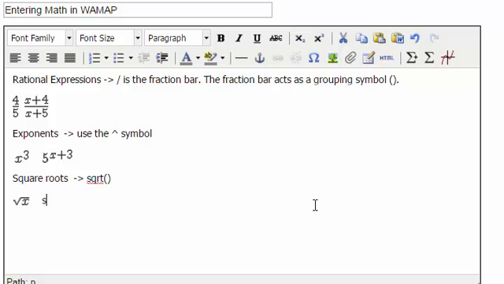Now, if I want the square root of 4/5, I just put the 4/5 inside the parentheses, and the square root will be around the whole 4/5. All right, so there's how you enter rational expressions, exponents, and square roots, and that should be most of what you need for the whole quarter.